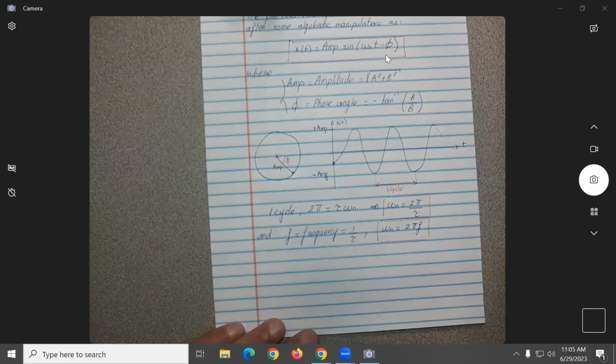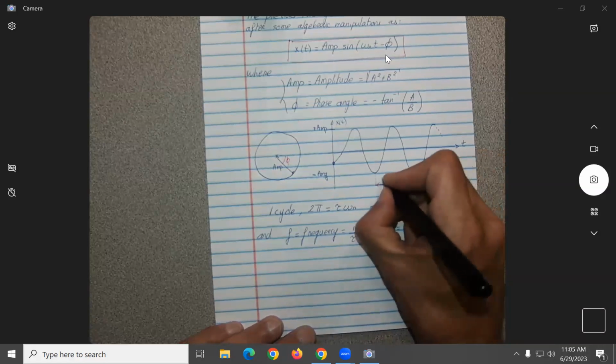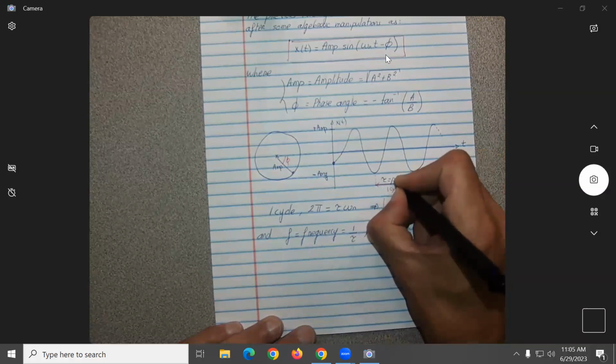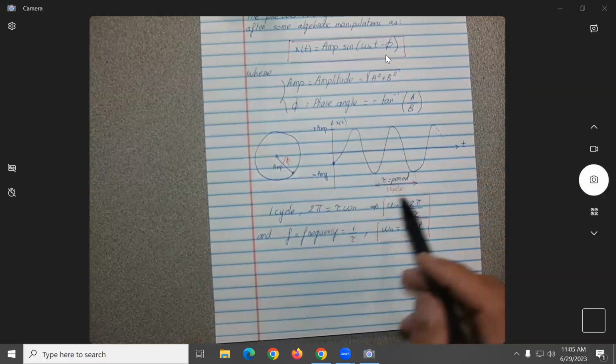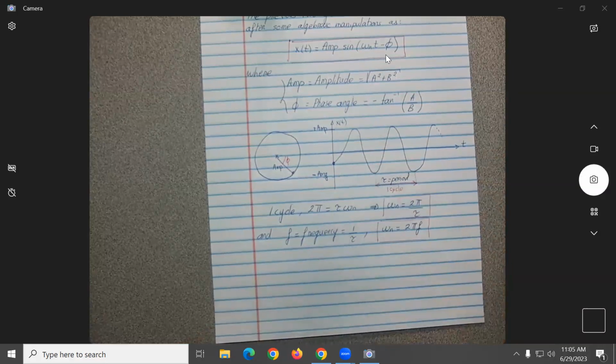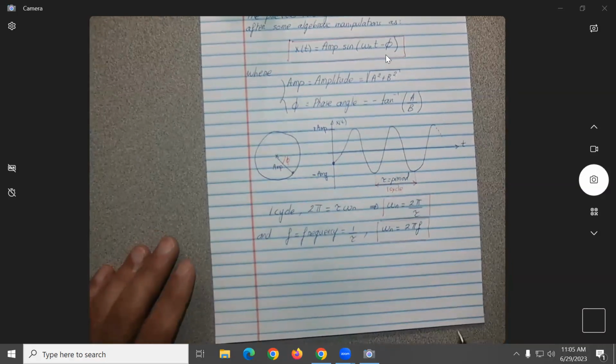Okay, so let me put, I know we did that there, but let's put here tau. This will also be tau, which is the period. So this is the amount of time it will take for the point to go through one cycle, no? It is the period or one cycle, whatever it is.